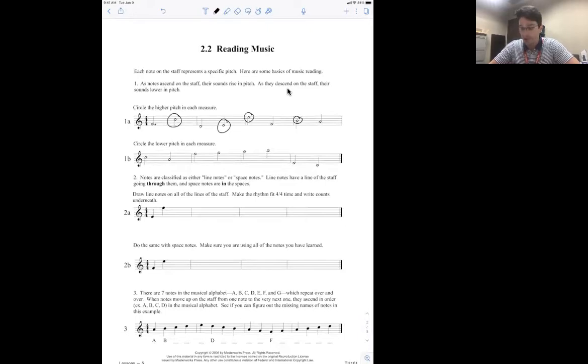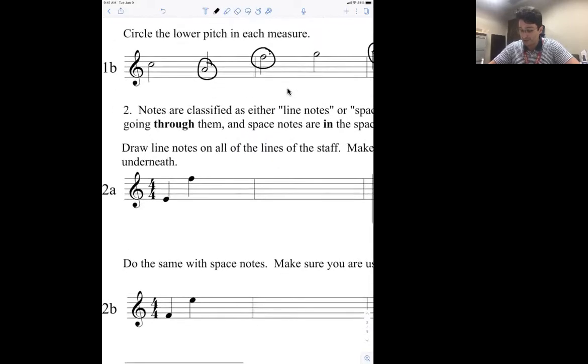And then circle the lower pitch, which is lower on the staff, which is right there. Notes are classified either as line notes or space notes. Line notes have a line of the staff going through them, and space notes are in the spaces.